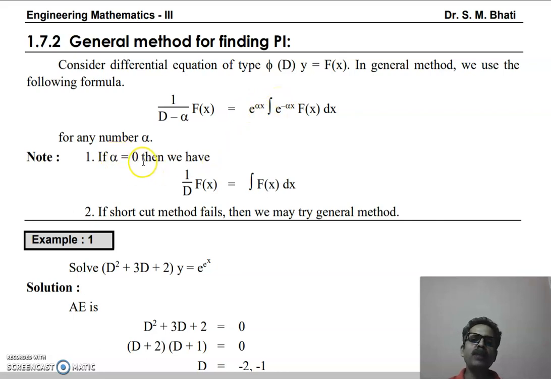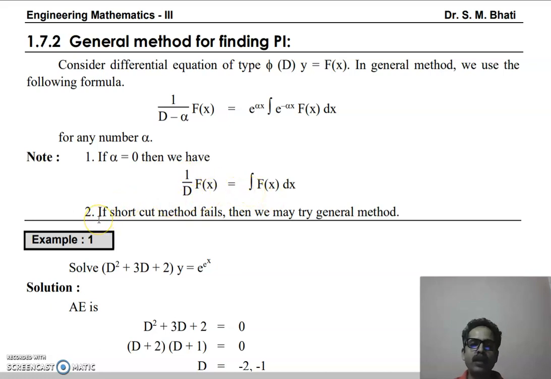What happens if we take alpha as 0? If we take alpha as 0 in this formula, then 1 over D minus 0 f of x equals e raised to 0 integral e raised to minus 0 f of x dx. That means simply we get the formula 1 over D f of x is equal to integral f of x dx. As I said, D means differentiation and 1 by D stands for integration.